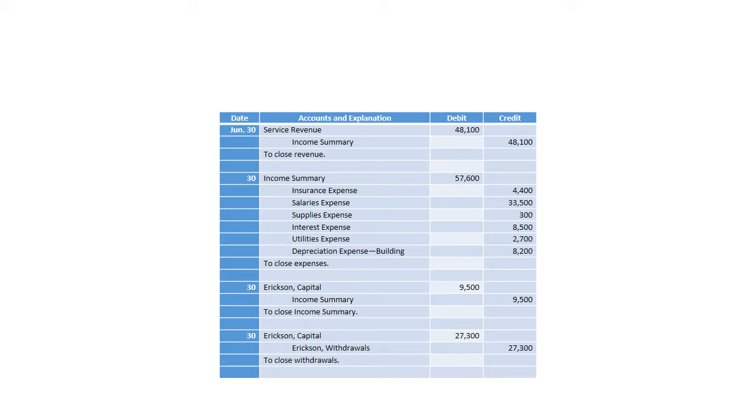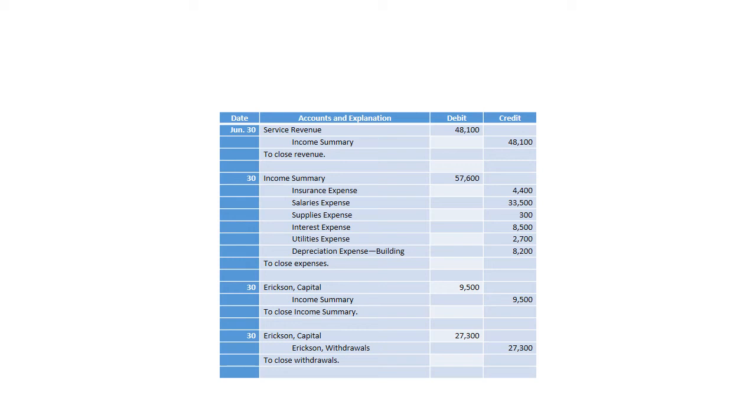Okay, so remember what I said to do in step 3. Determine the new balance in the income summary. So if we take the $57,600 minus the $48,100, if I did my math right, $9,500. And the balance will be on the debit side of the income summary account. Why is that? Because there was a net loss.